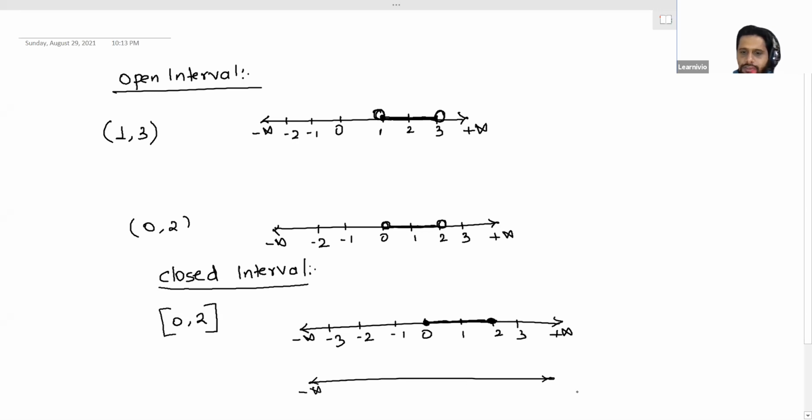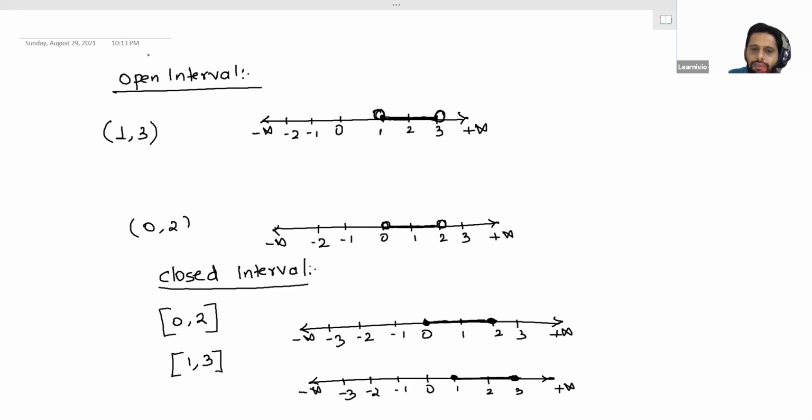Now Ikhra, please tell me, if we have this number line, minus infinite, plus infinite, and this is 0, 1, 2, 3, -1, -2, -3, and we have the solution from 1 to 3. Can you tell me in closed interval how we can represent this? 1, 3, and then square brackets. Very good. 1 and 3 are included, that's why we have written this. In the previous case, 0 and 2 were not included, that's why we wrote it in that form.